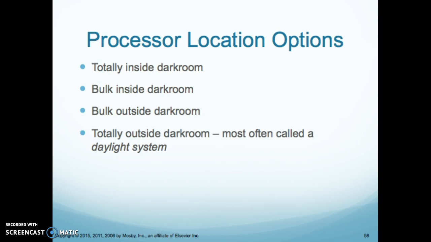So there's the totally inside the darkroom processor. It's not sealed, it's not lightproof. There's the bulk inside darkroom where most of it is on the inside of the darkroom. Usually it's just the drying portion that is on the outside. So if there's a problem with the film getting stuck in the processor, we can just go into the darkroom and pull it out without being exposed to any light. There's the bulk outside the darkroom, and there's the total outside darkroom, which is most often called the daylight processors.